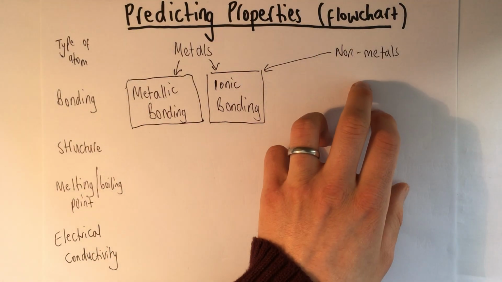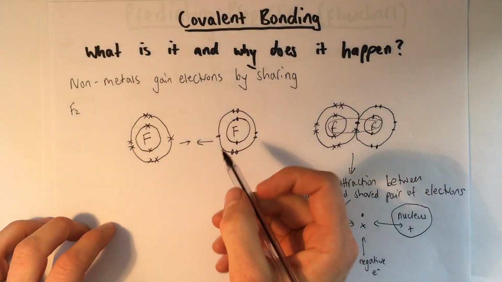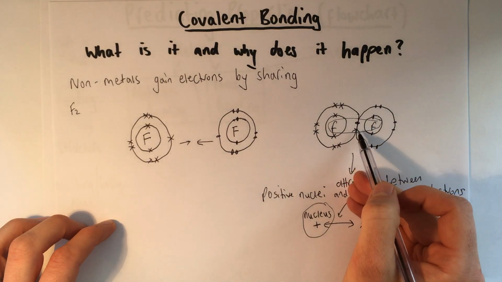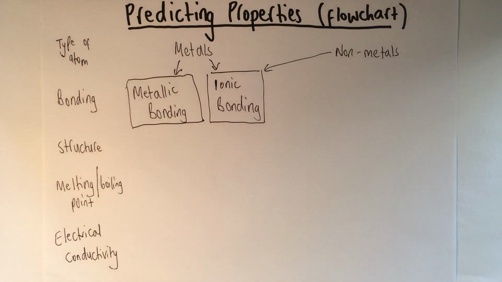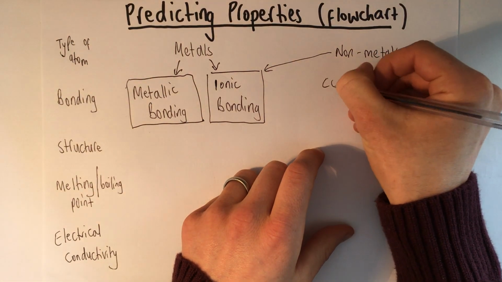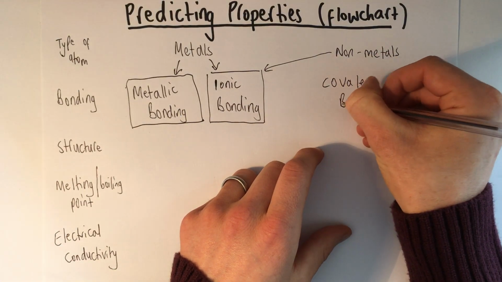What about if we've just got non-metals? In this case, the way that they can get a full outer shell of electrons is by sharing a pair or two pairs of electrons, and that makes molecules or giant structures. So that's my last type. Covalent bonding.